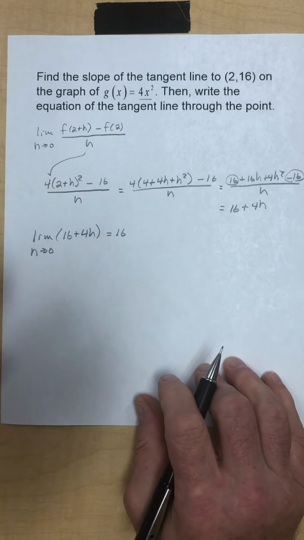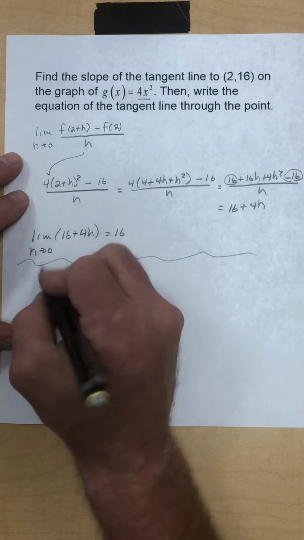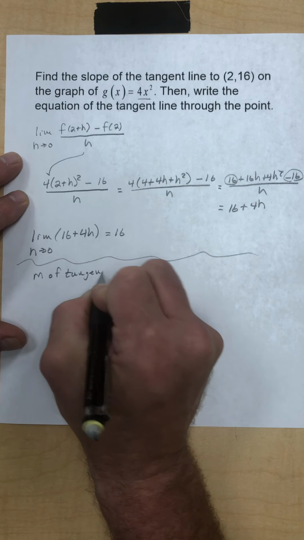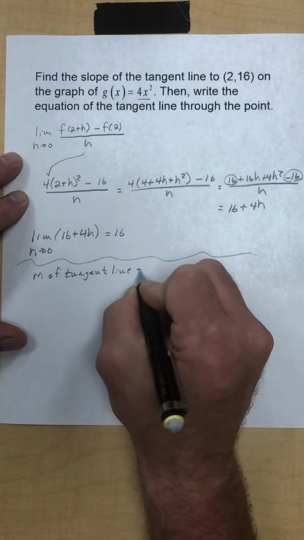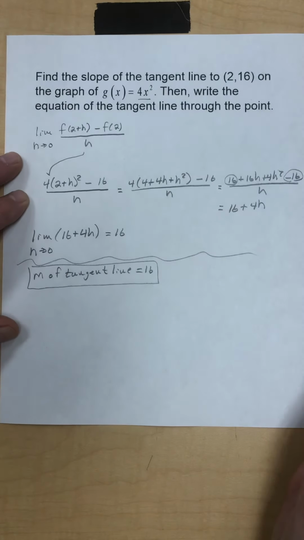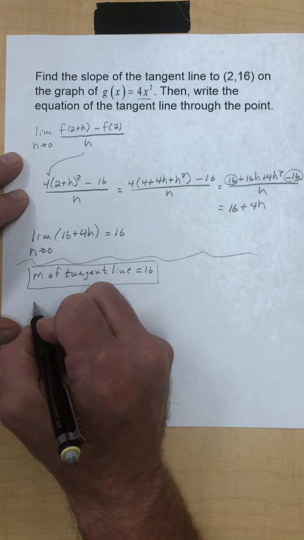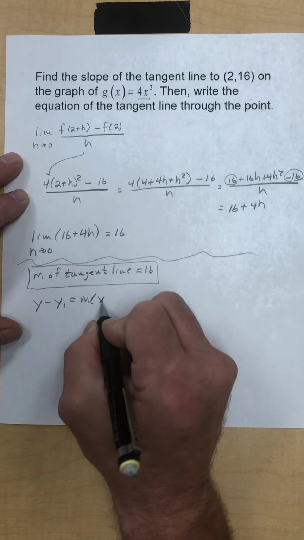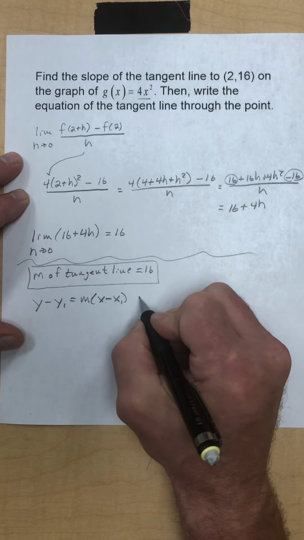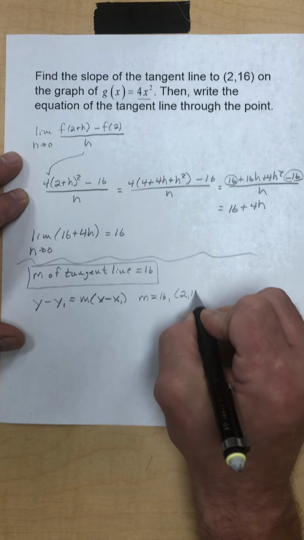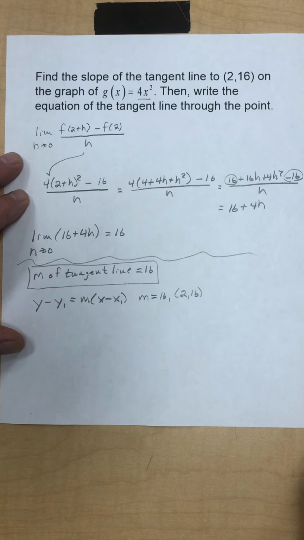Okay, so it looks like the slope of the tangent line is 16. And so I'm looking for the equation of the tangent line. So I have to use my y minus y sub 1 equals the slope times the quantity of x minus x sub 1. And I have to use a slope that's 16, and it goes through the point 2, 16. So we should be in good shape.